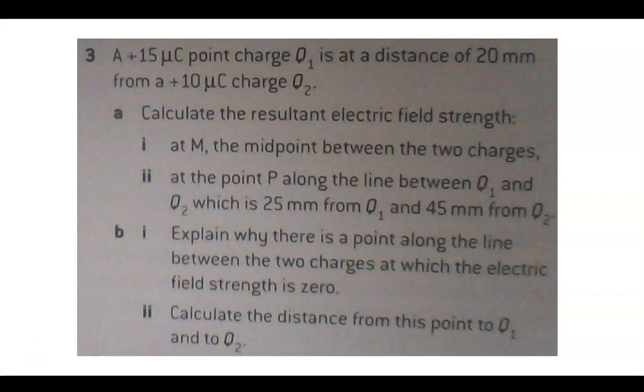A 15 microcoulomb charge Q1 is at a distance of 20 millimeters from a 10 microcoulomb charge Q2. Both those charges are positive. Part 1 is to calculate the resultant electrical field strength at M, the midpoint between the two charges.